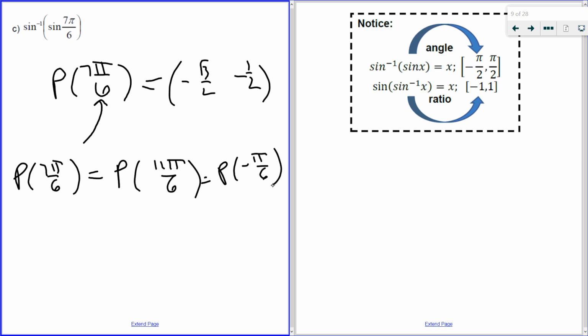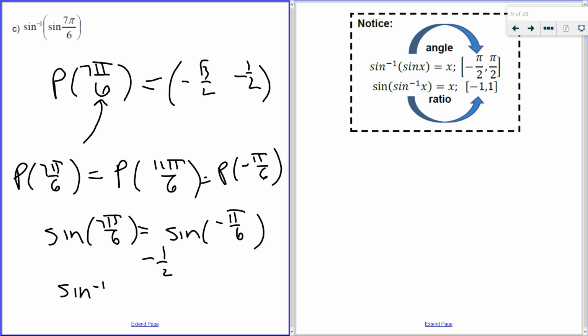So the sine of 7 pi over 6 is going to be the same as the sine of negative pi over 6, but that fits into my restriction. Both of those values are negative a half. So now I'm doing sine inverse of negative a half. I have the ratio, I am going backwards to the angle, so I know that angle is going to be negative pi over 6 to fit within the restrictions.